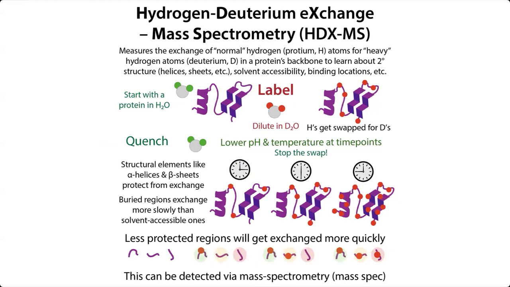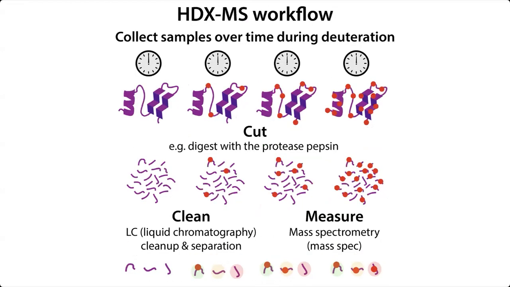You start with your protein in normal water, and then you label it by diluting it into deuterated water. Your H's get swapped for D's, and the more flexible, the more solvent exposed the region is, the faster it'll get swapped. You quench the reaction by lowering the pH and temperature at different time points to stop the swapping, and then you use mass spectrometry to measure the weight of different pieces of the protein in order to figure out where it was heavier, where that swapping had occurred, and how quickly.